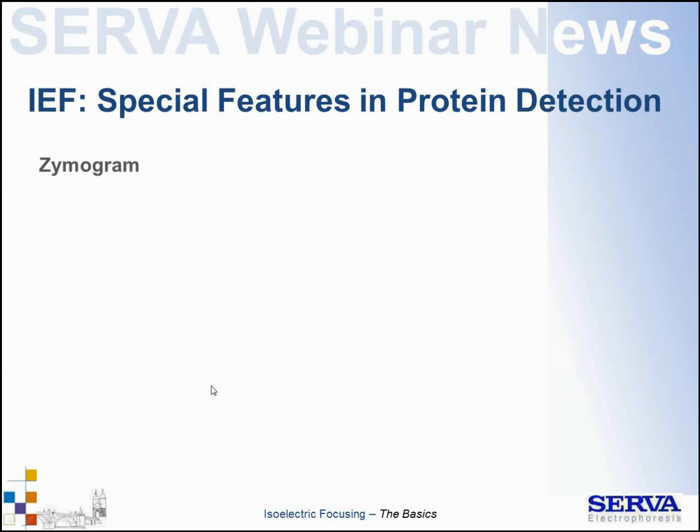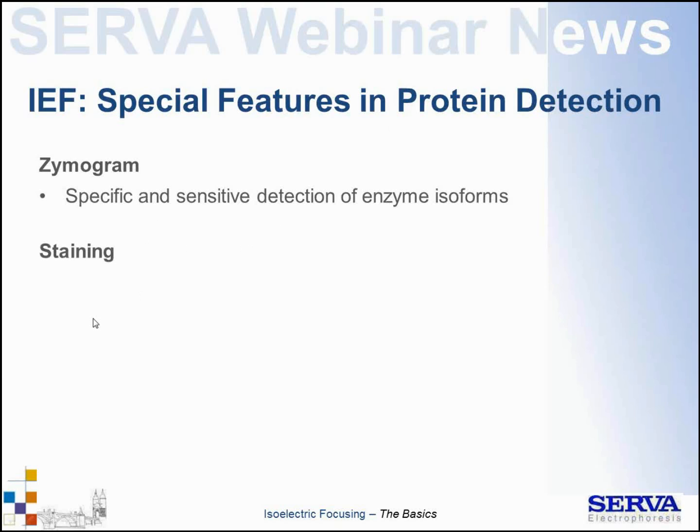A few words on the protein detection. So zymograms are done by submitting the gel to a buffered substrate solution after the separation at a defined temperature, and coupling the enzyme substrate reaction later on with a dye, with a salt dye. I will show you in a moment a result of this. So that can be done after isoelectric focusing.